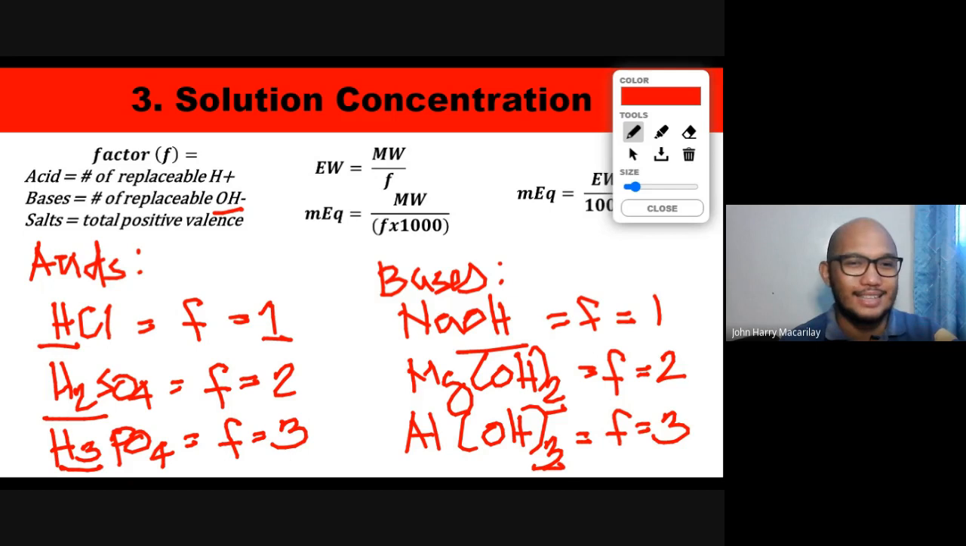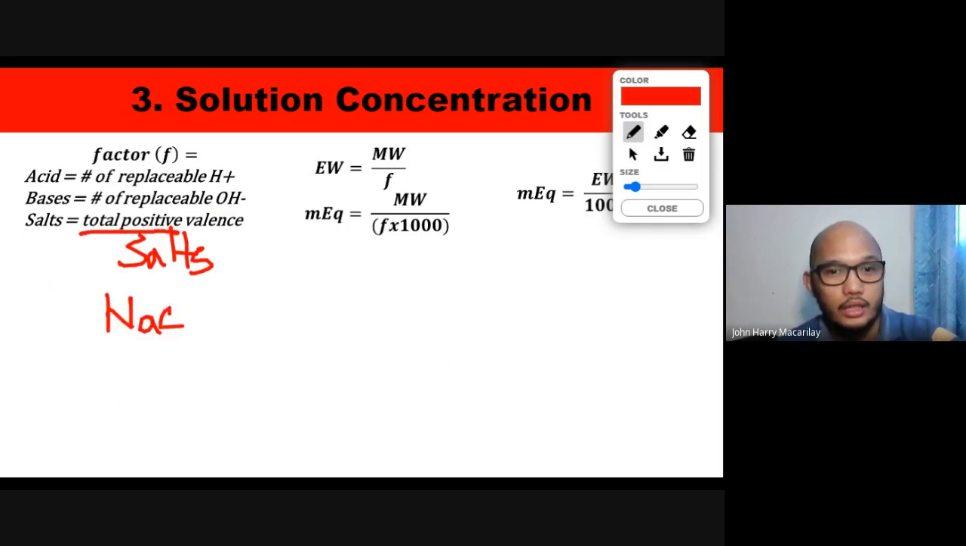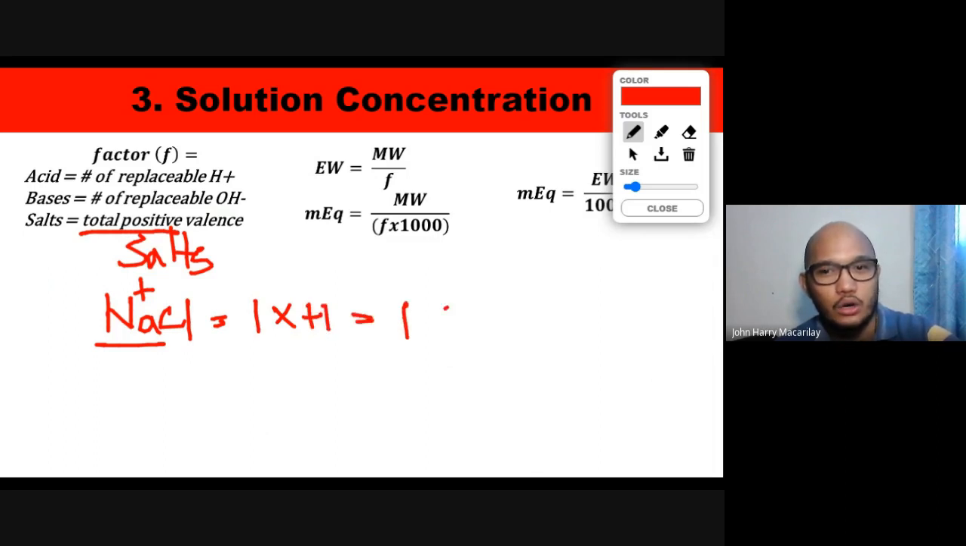So very important in this part is we have to be familiar with the chemical names of our compounds. Alright? That's for acids and bases. What about for salts? So for salts, it is the positive valence, total positive valence. So for example, sodium chloride, what is the valence of sodium? It's positive 1 and its number of atoms is 1. So 1 times positive 1 is 1. So factor is equivalent to 1.